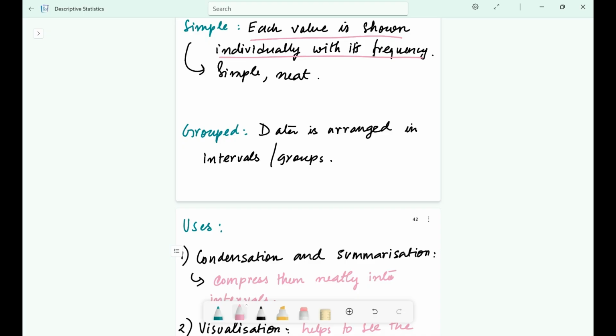Now, coming to the next part, which is group frequency distribution. Imagine ordering pizza for a party. You don't care about each person's exact choice, right? You group them like veg, non veg, extra cheese. Here, data is arranged into intervals or groups, and then the frequencies are shown.